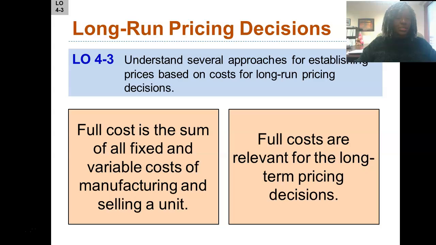Analyzing the numbers, seeing what those differences are, a different decision could be made, because now you have enough data to say this is not a right choice, or this is a right choice. We should do this. So understand several approaches for establishing prices on cost for long-term pricing decisions.